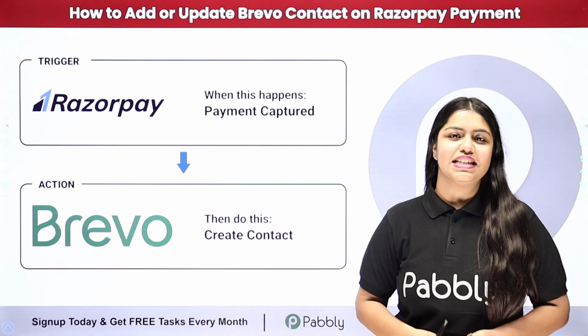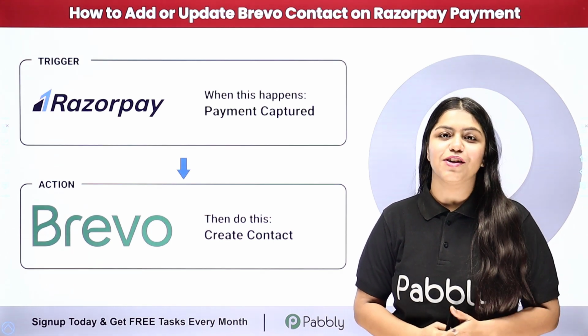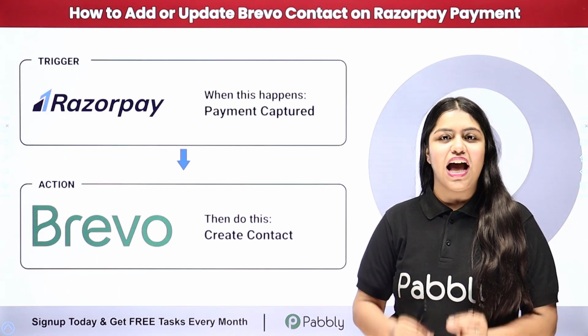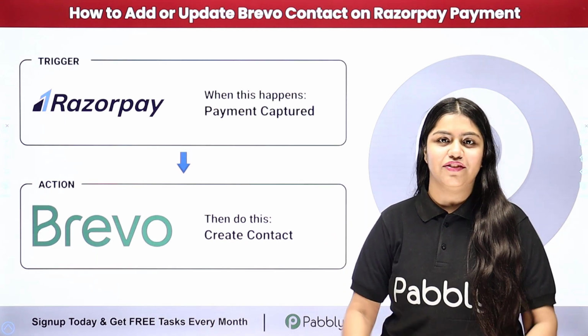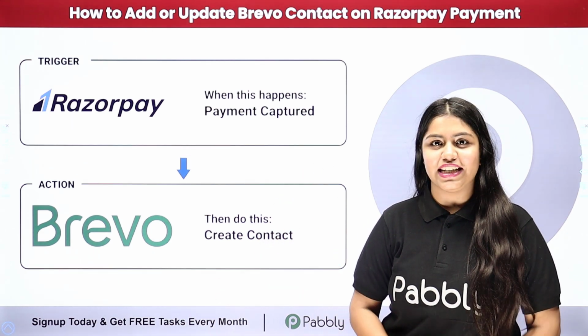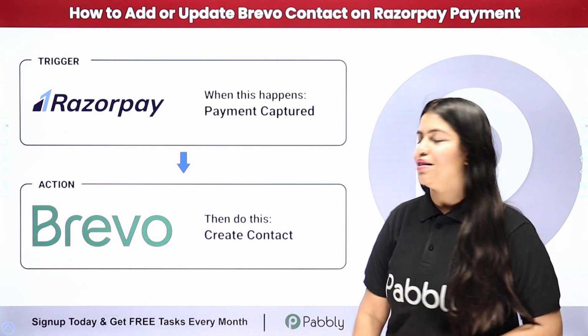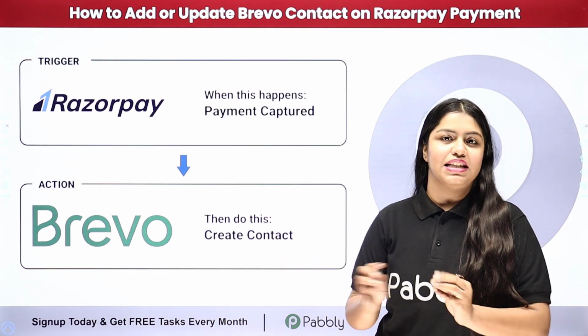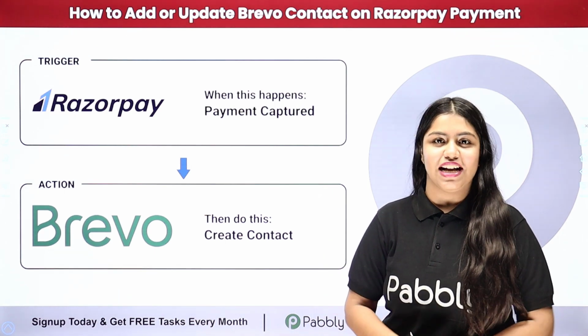So over here I'm running a skincare brand and we sell our products online with the help of Razorpay. So now what I want is that as soon as we sell a new product online with the help of Razorpay, automatically with the help of these same customer details, a new contact should be created in my Brevo account too, so that we can create targeted email marketing campaigns for all of my new customers.